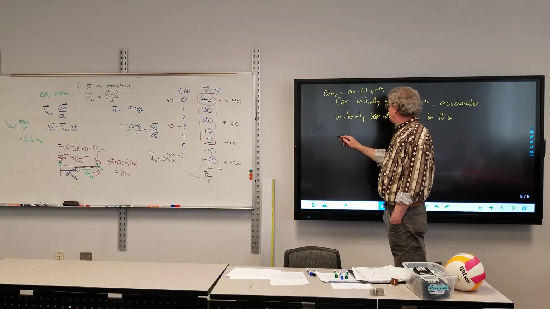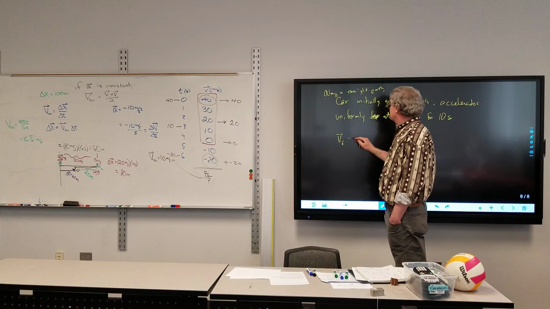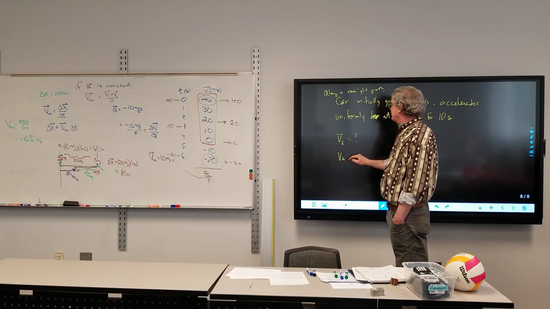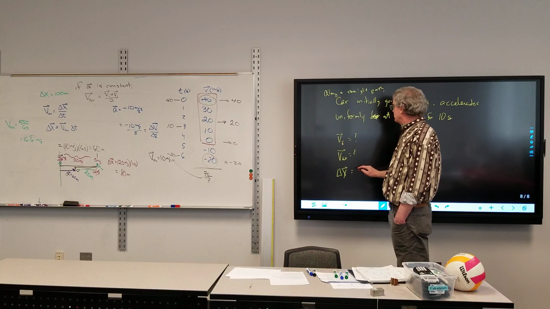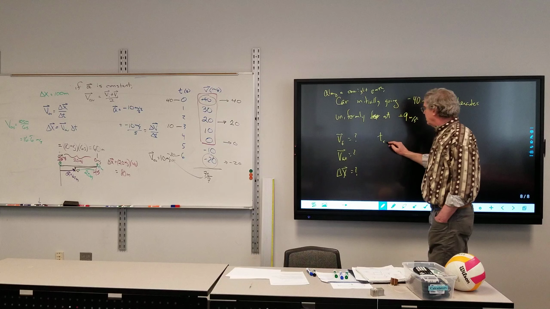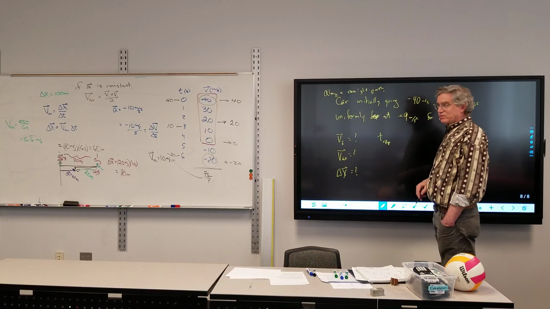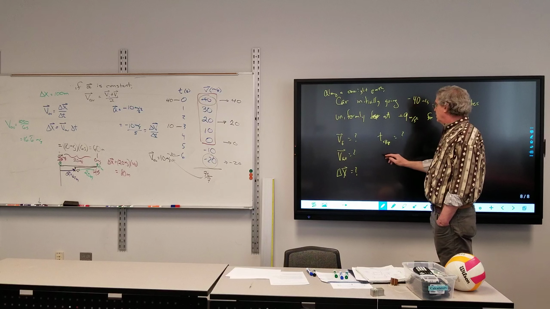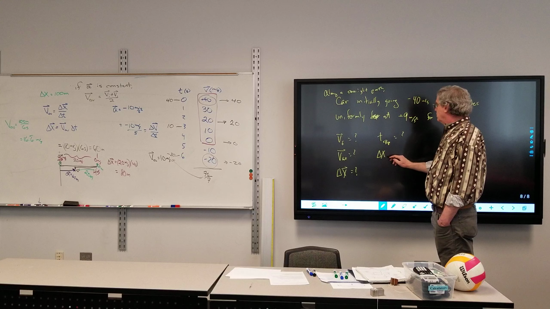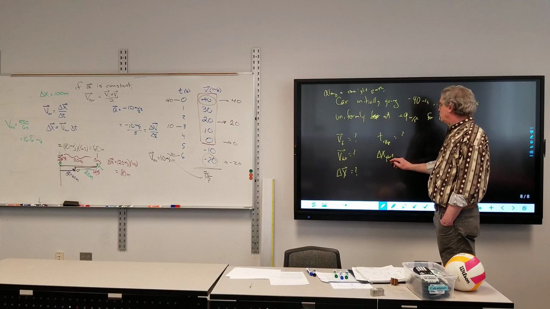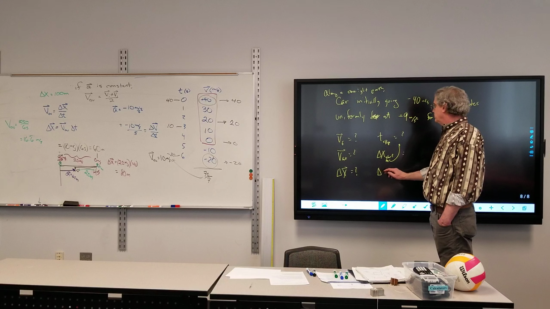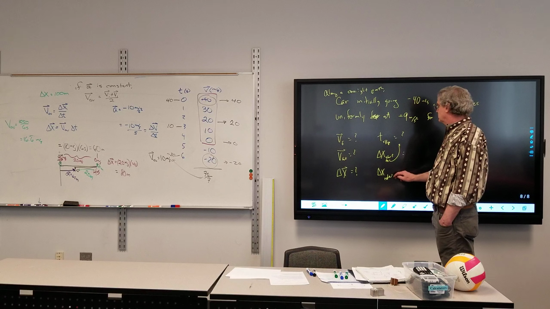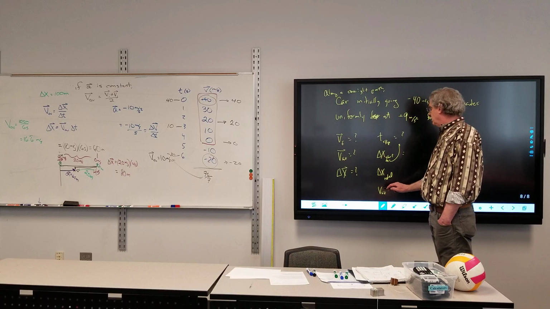I want to know final velocity, average velocity, displacement, time of when it stopped, it's going to turn around. The distance from start to whatever time that is, total distance traveled, and then average speed.